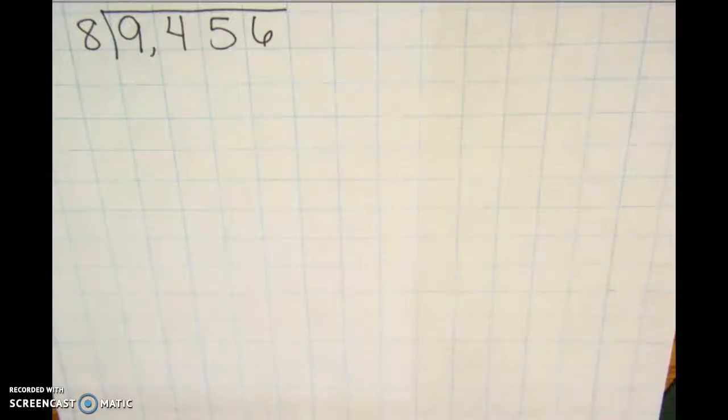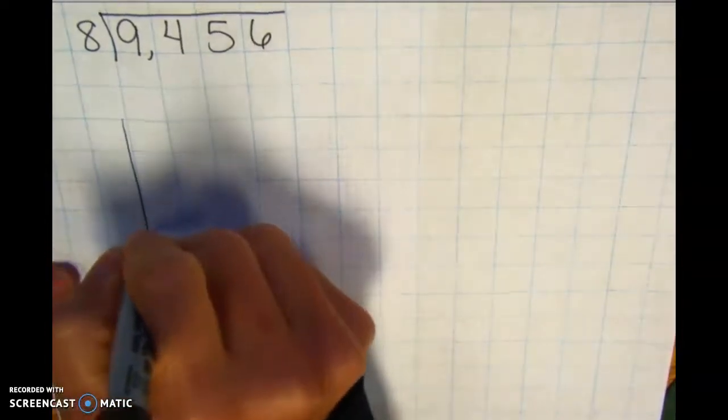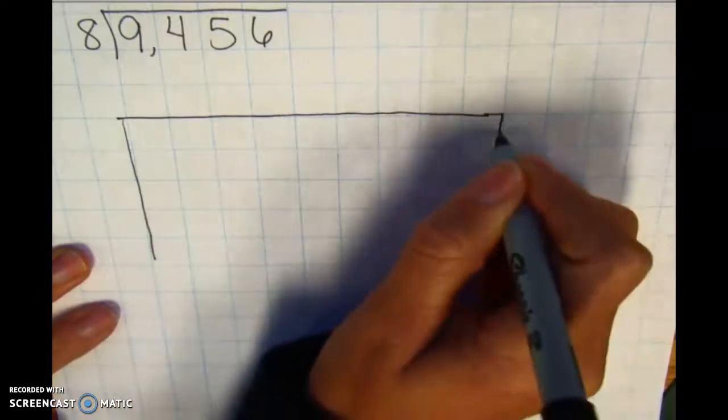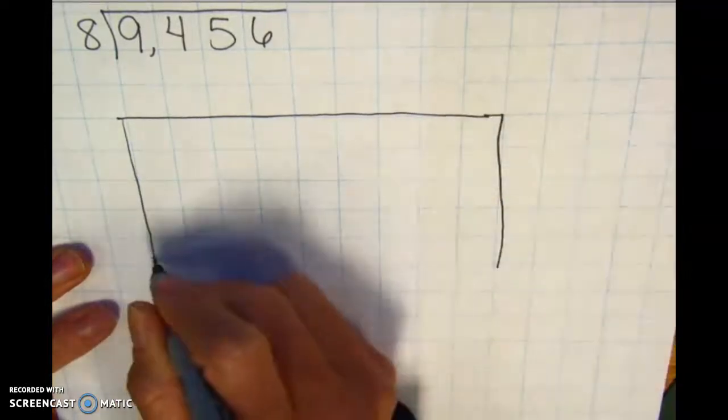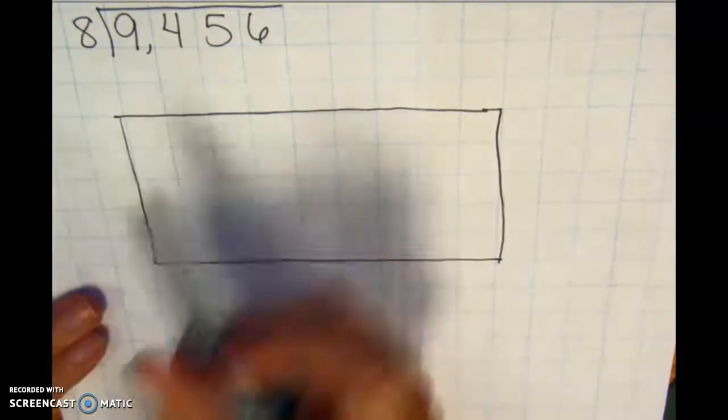Hello, I am going to teach you how to use the partial quotients box method today to divide. So, box method means we have to set up a box, typically a rectangle, and we can add to it and make it larger if we need to. So the size really doesn't matter too much.